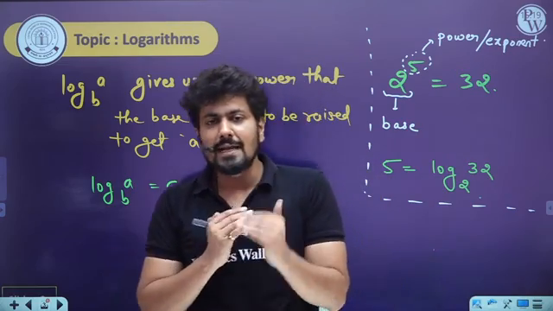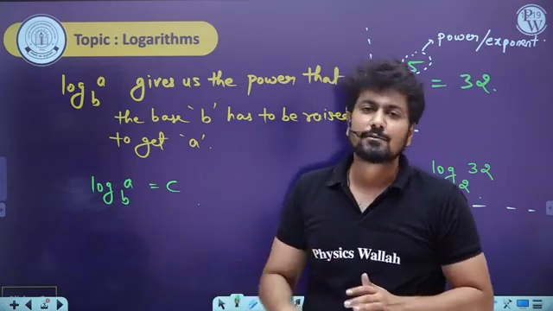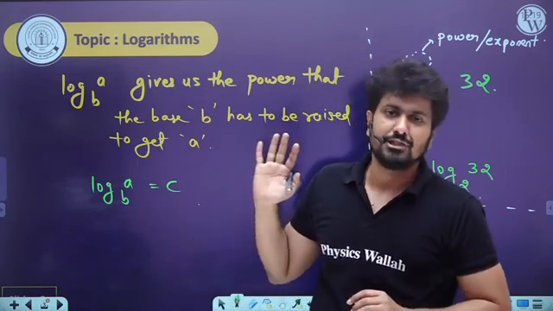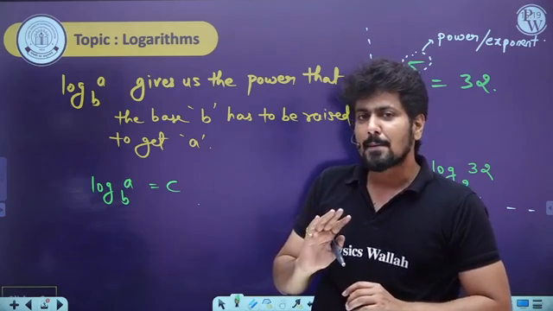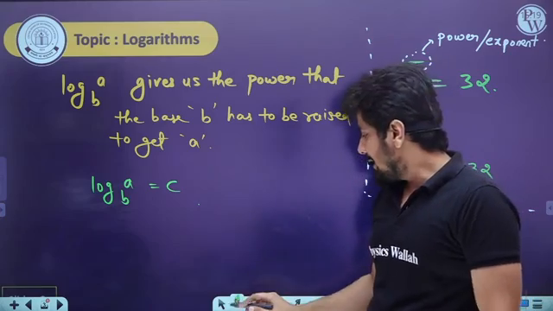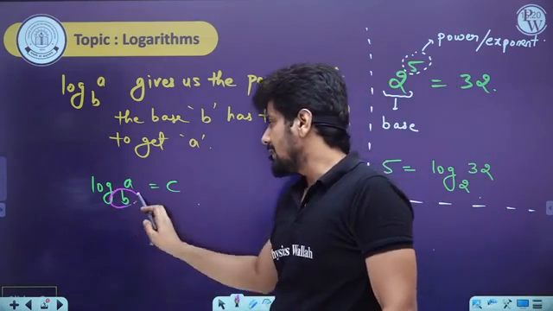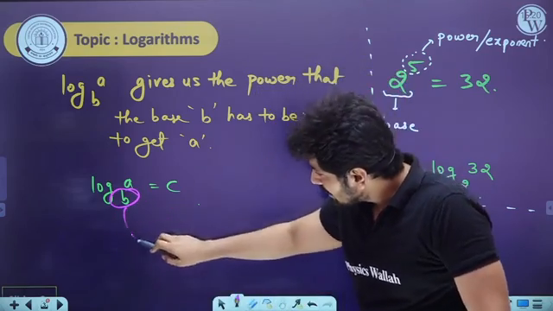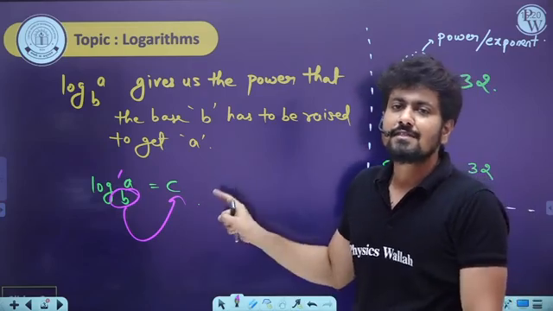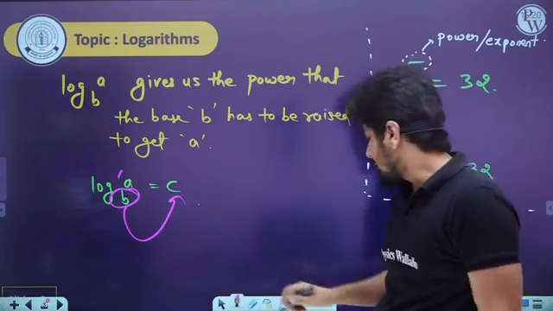So it is very important to understand how we convert logarithmic form into exponential form, and it is very, very easy. Basically, just go with the definition. The definition says that if log of a to the base b is equal to c, it means that we need to raise this base b to the power c to get this number a. C is the power. If I raise this b to the power c, I get the number a.